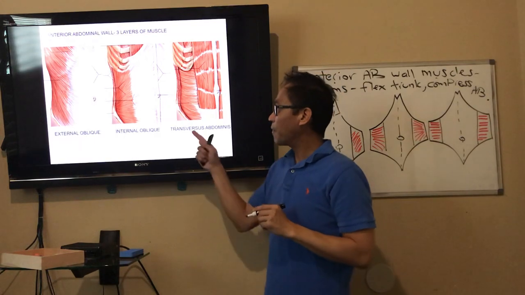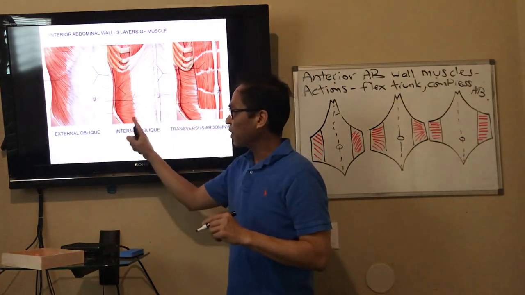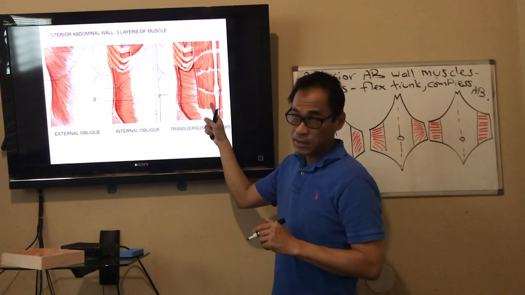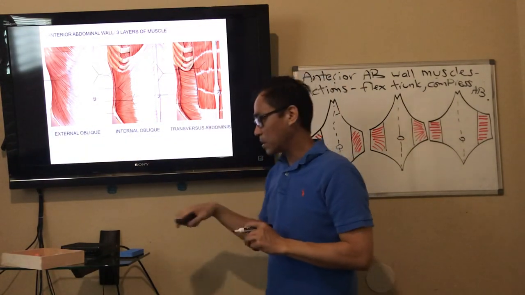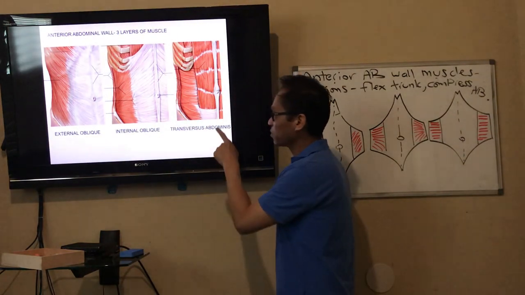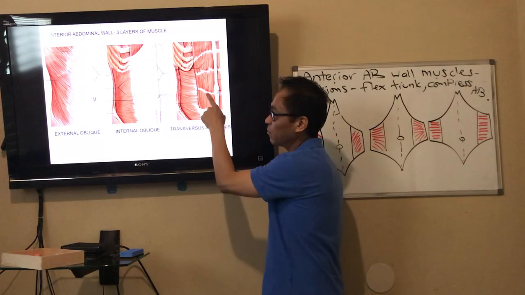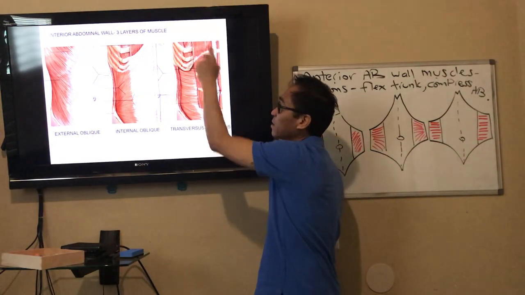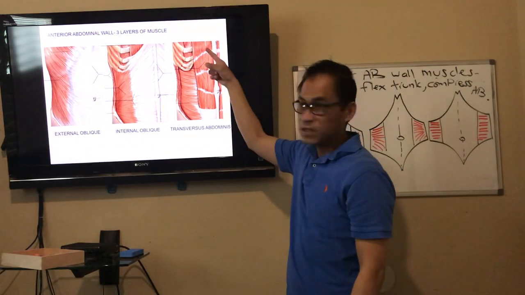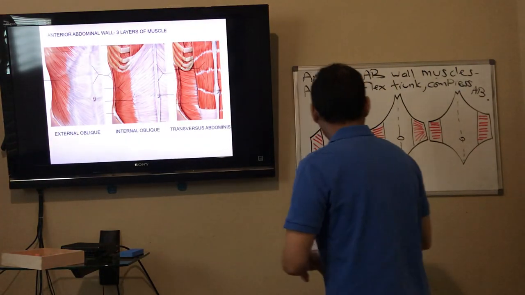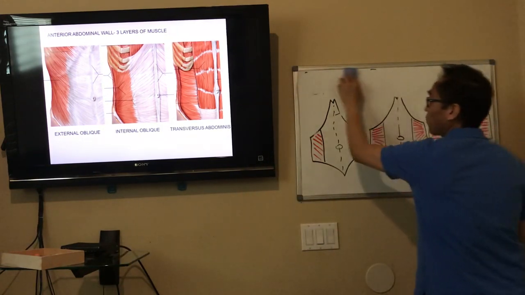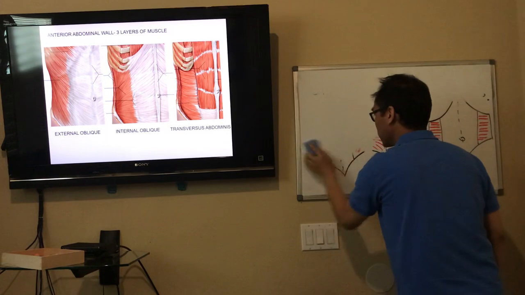Notice that at the level of the internal oblique, the middle layer, there's also this rectus abdominis. So let me add that as a fourth muscle to know. And it's in the middle layer. Notice that the transversus abdominis also has a pocket for the rectus abdominis, your six pack. Well, there's actually more than six, but let me just write it on the wall here as part of the ab wall. Rectus abdominis.